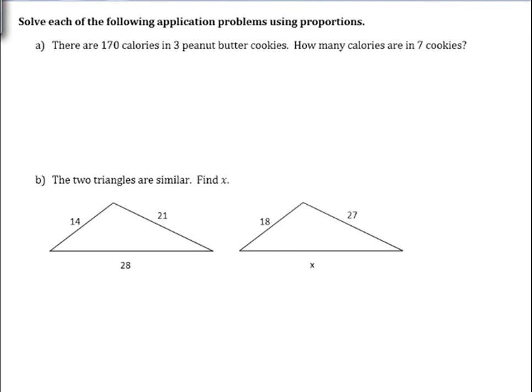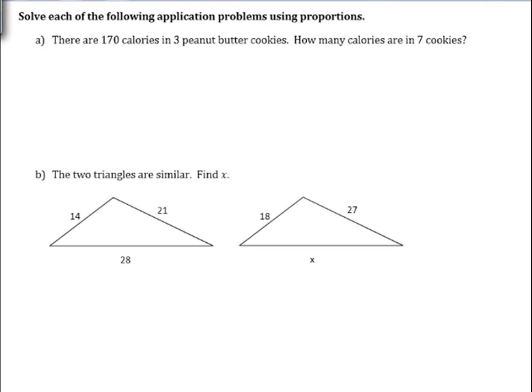I won't have you check them on the test. I won't ask you to, so I won't take off any points if you don't. But it is a good idea to just go back through the word problem and decide whether or not it's reasonable. So in our first word problem, there are 170 calories in 3 peanut butter cookies. How many calories are there in 7 cookies?